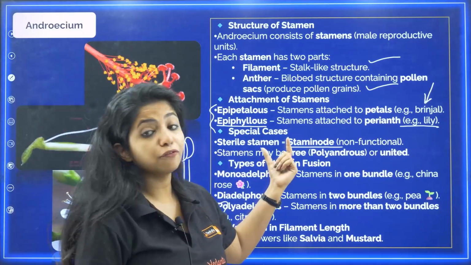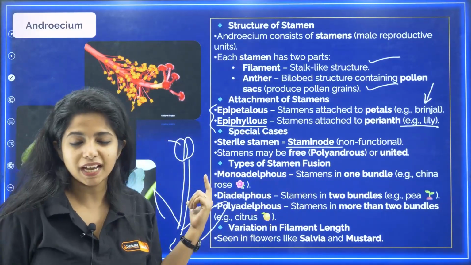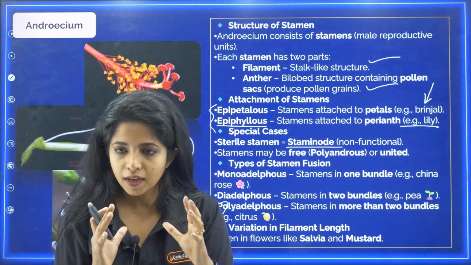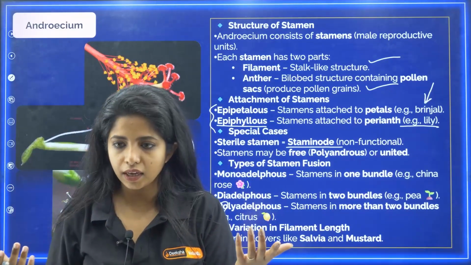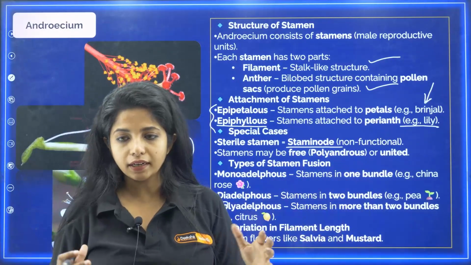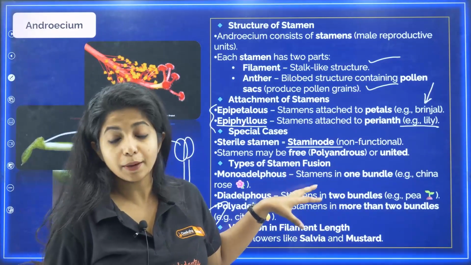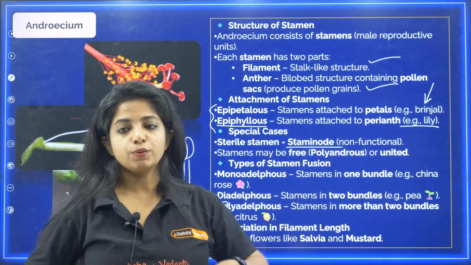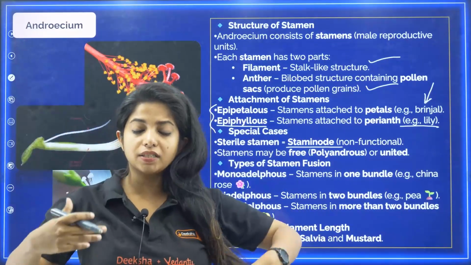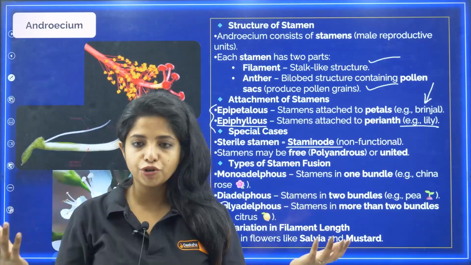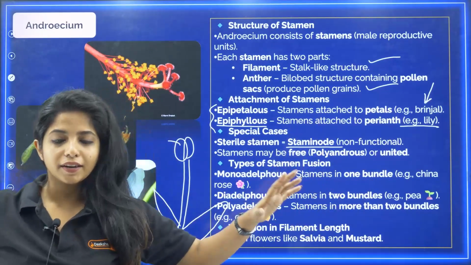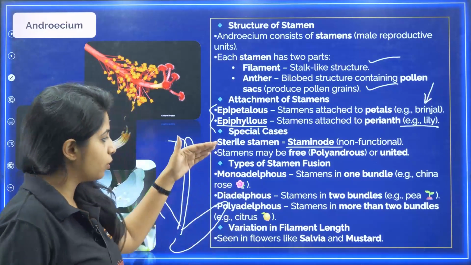Now, stamens may be free, my dear children. Yes, the stamens can be free or they can be united, clustered together. If they are free, you call it polyandrous. If they are united, you have different types. I am going to talk about that. So if the stamens are free, you call it polyandrous condition. Polyandrous, that is, there are so many androecium. That is what you mean by polyandrous. They are all free, they are enjoying their life, and there is united also, about which we are going to study.